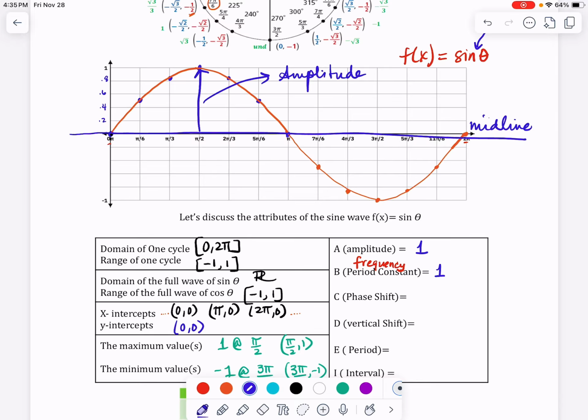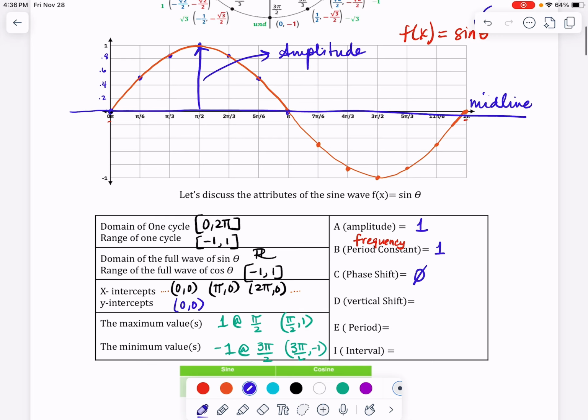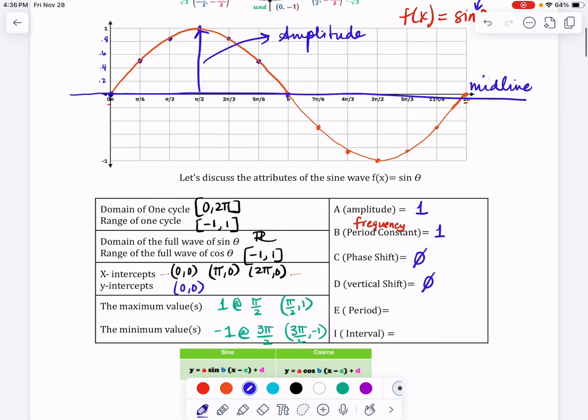Phase shift is referred to as the horizontal shift, but because this is a parent function, there is no phase shift associated with it. Vertical shift is the vertical up or down motion of the wave, but because the midline is sitting at 0 for the parent function, there is no vertical shift either.